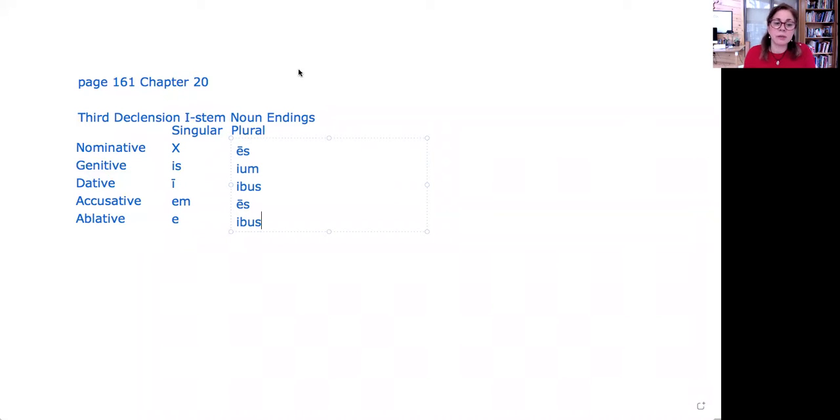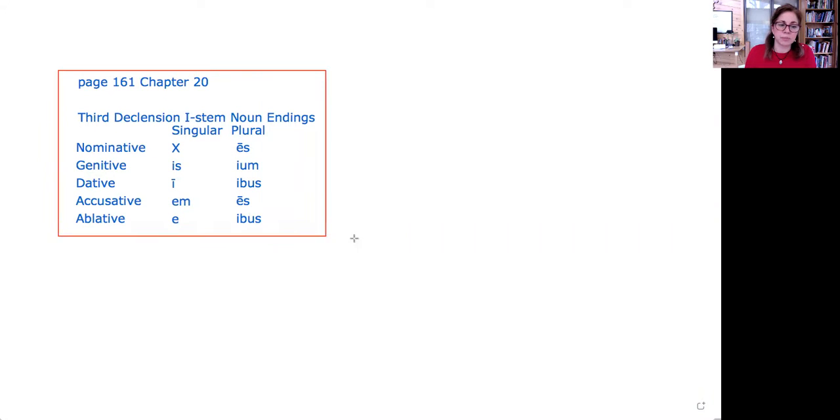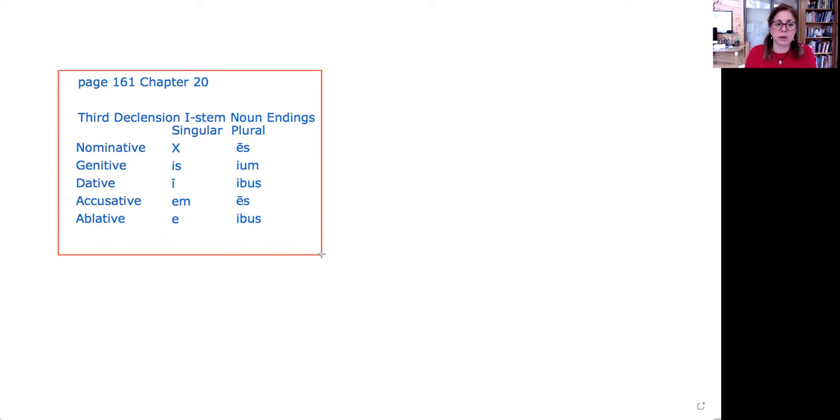And as a part of your homework assignment, you're going to be listening to a Latin tutorial recording on YouTube that I think will be helpful in a little deeper explanation of third declension in general, and then I-stem in particular. Okay, the new vocabulary words are a mixture of third declension and third declension I-stems.